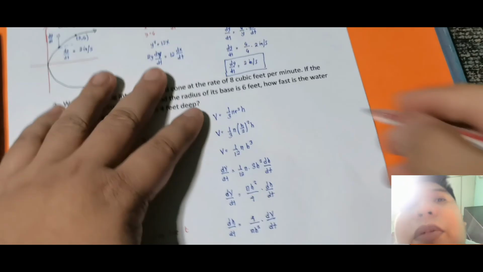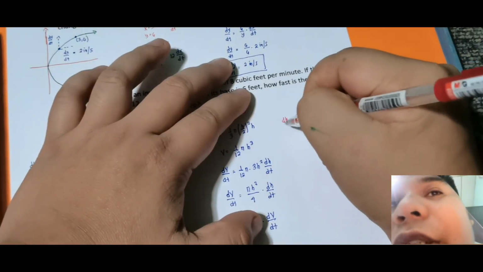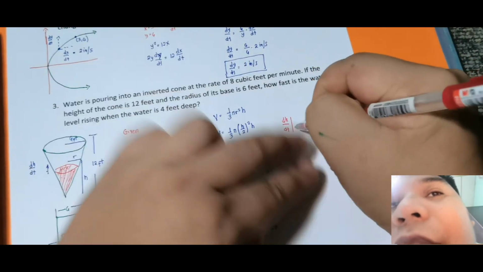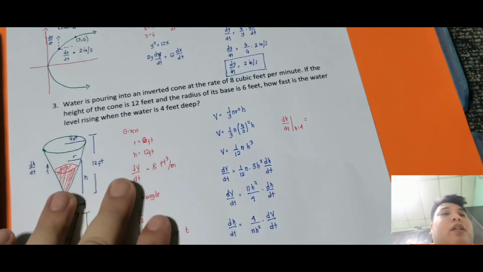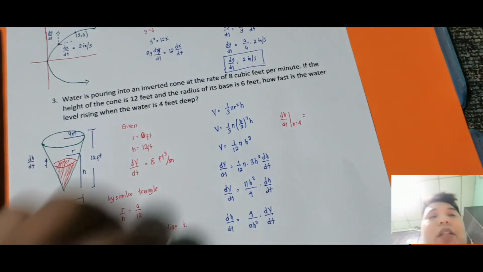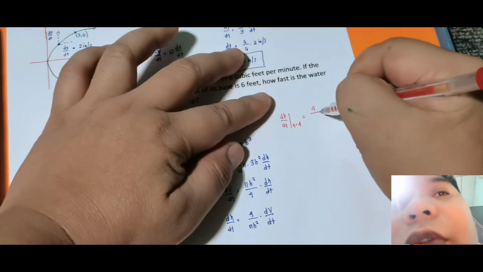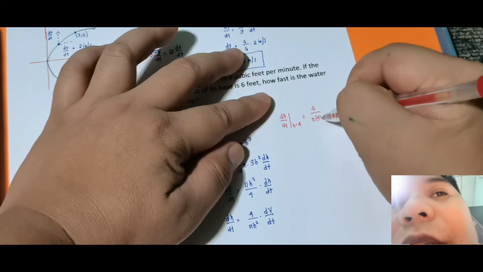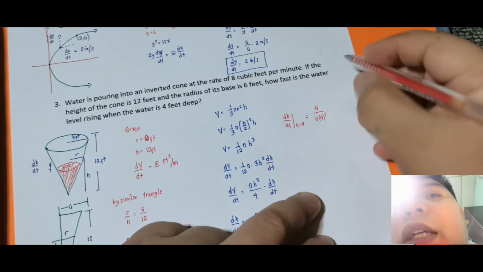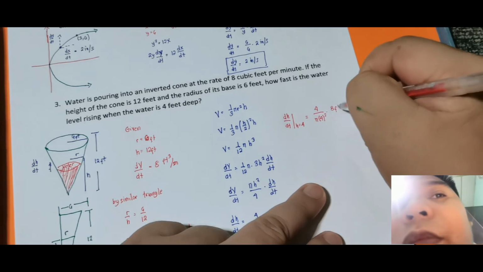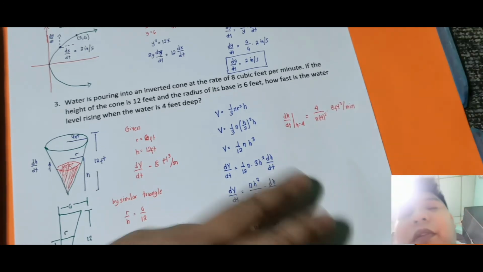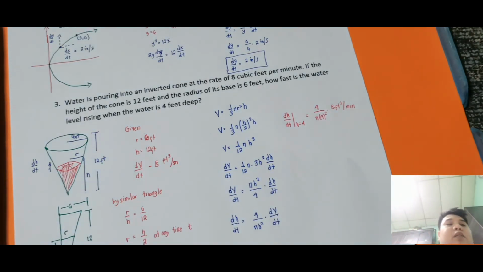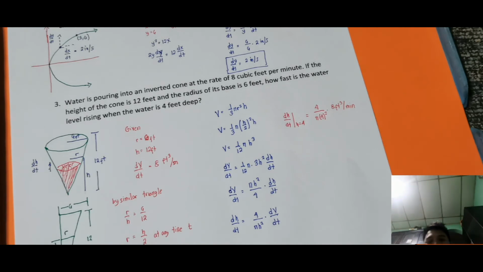So now let us compute for dH over dt when H is equal to 4, kasi yun yung hinahanap natin. So that is 4 over pi, then 4 squared, multiplied by, ano yung dV? dV natin is 8 cubic feet per minute. Okay, then ano yung magiging sagot dito? Magiging sagot dito dapat is something na feet na lang.